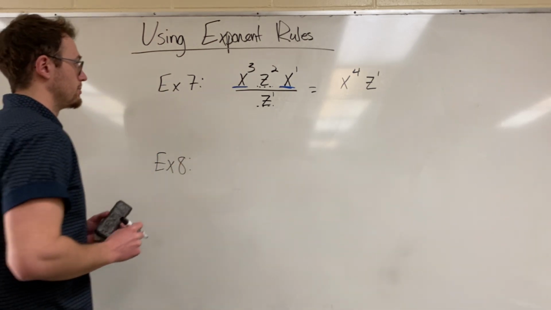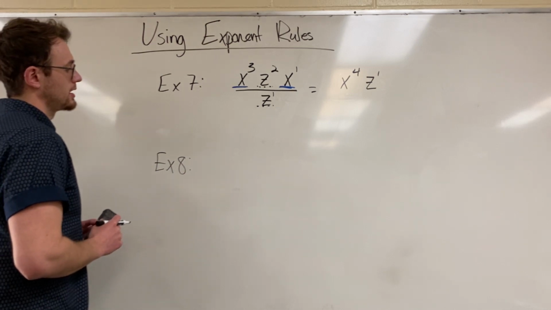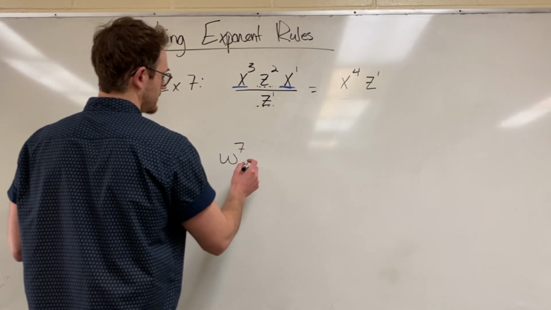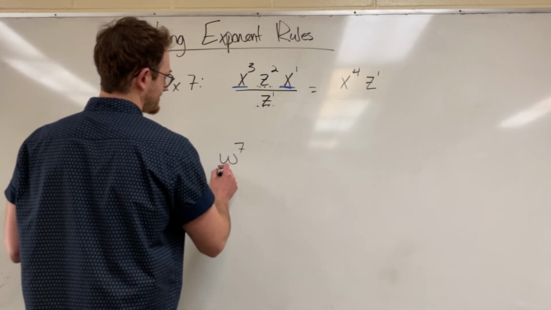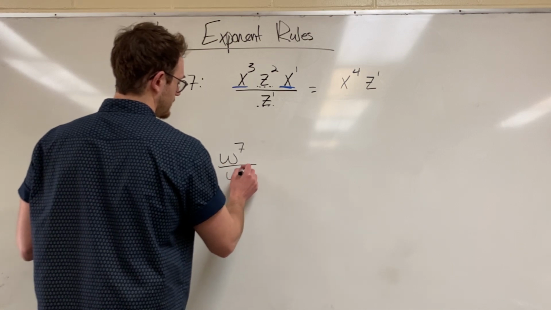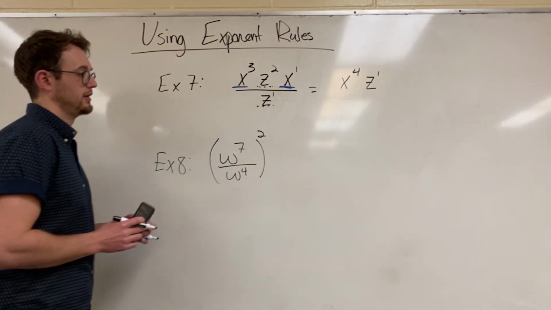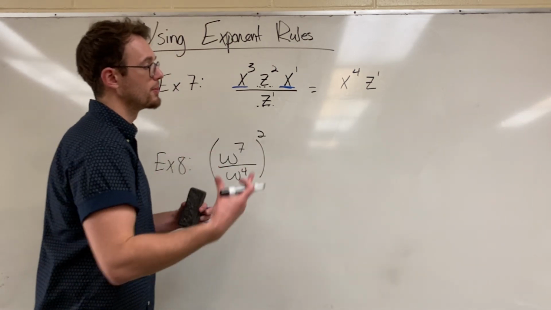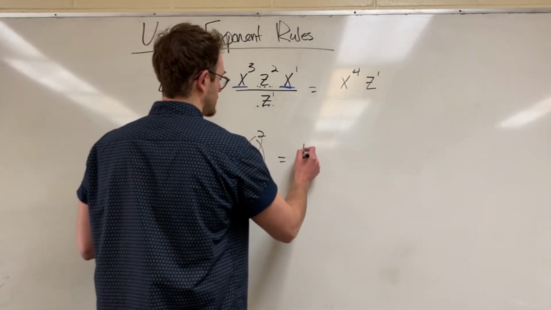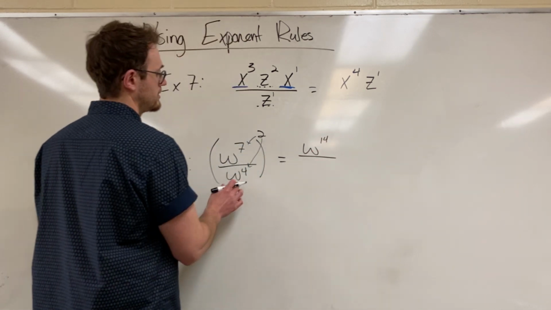How about example 8? Let's get one where we get some negatives on top. So let's do W to the 7th over W to the 4th, and let's just square that whole thing. All right, so we got powers to a power, so we're gonna have to distribute. That's gonna equal W to the 14th over W to the 8th.